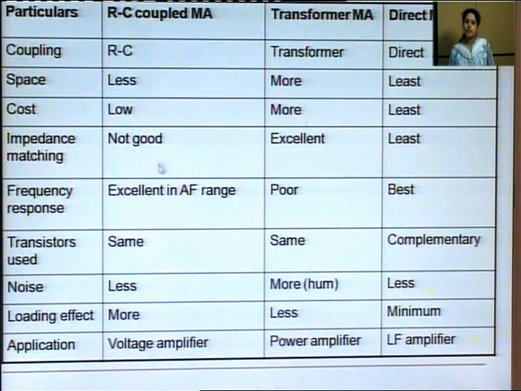The loading effect in case of your RC coupled amplifier is more, as we have discussed that your resistances are in shunt in the next stage. For transformer it is less, and in case of direct multistage amplifier it is minimum. The applications we have also discussed. In RC coupled amplifier, it is used as a voltage amplifier and it is used in initial stages of your multistage amplifiers. Transformer multistage amplifier is used as a power amplifier as it provides maximum output with respect to your input, so it is used as the last stage of your multistage amplifier.